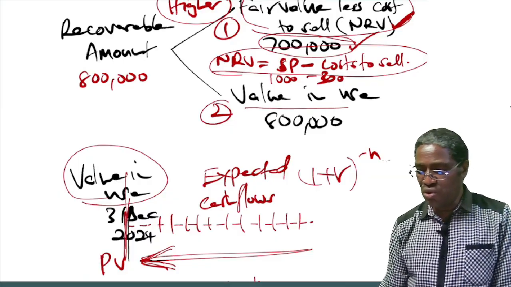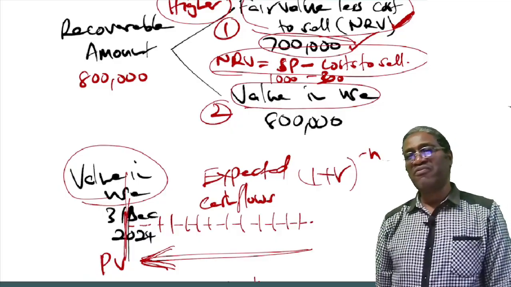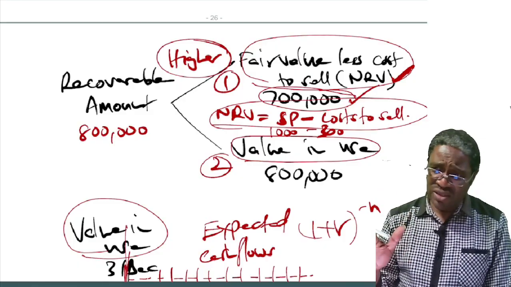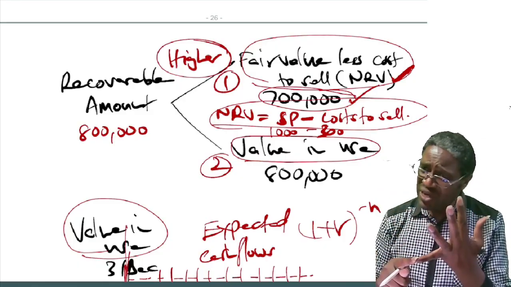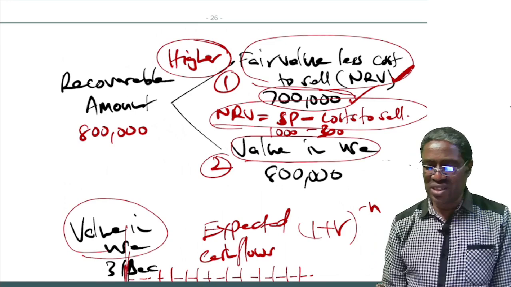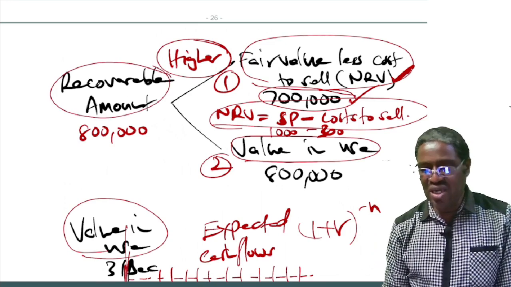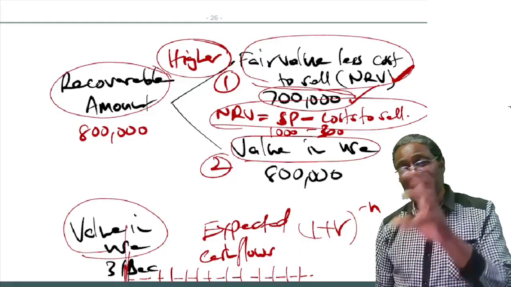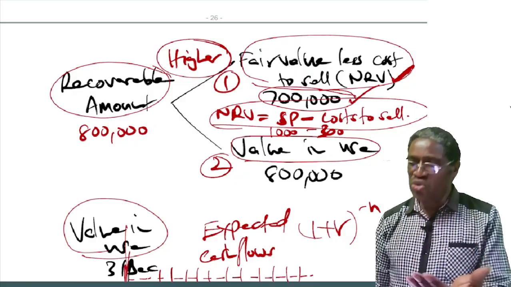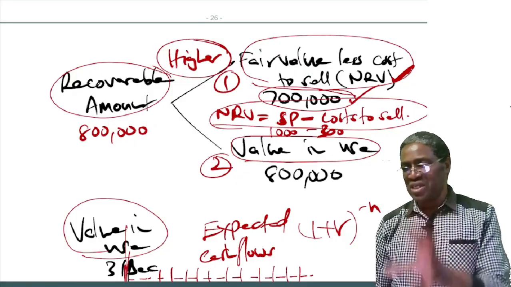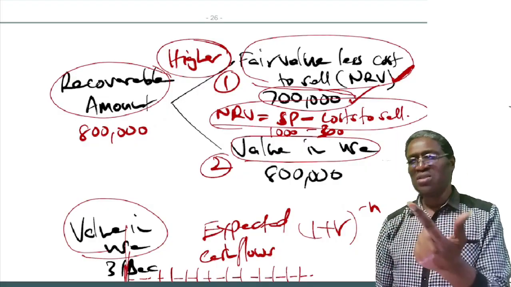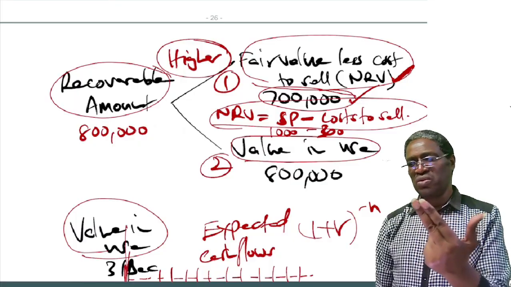Then I've said you compare that with another value we have called value in use. Then I told you whichever of the two values is higher between the net realizable value of the asset and the value in use of the asset, that's what you consider to be the recoverable amount. So that's how we defined the recoverable amount. Questions ask you to define it. I said recoverable amount of an asset is the amount that is considered to be the higher of 1, net realizable value, 2, value in use.